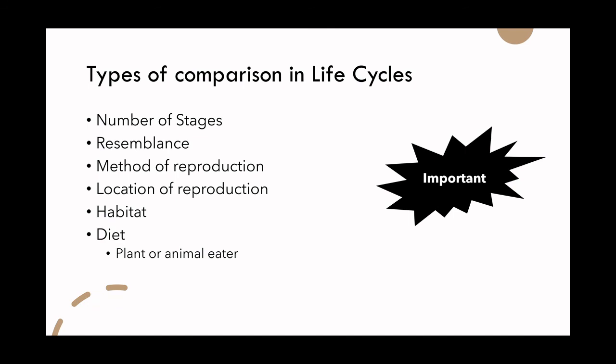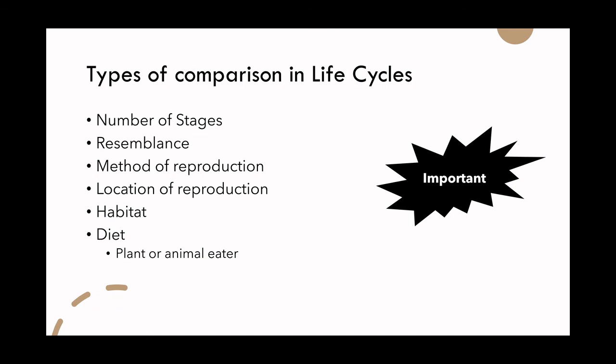So you can compare stages during the exam. How many stages? Is it 3 stages or 4 stages? Usually they only test you 3 stages or 4 stages. Resemblance, that means you compare this life cycle and the other life cycle. For example, you compare the amphibian frog with the mammal cow. Both are 3 stages, both are young and adult. But when you compare them, they are different because the young of the cow looks like the adult, but the young of the frog doesn't look like the adult. So that's another difference.